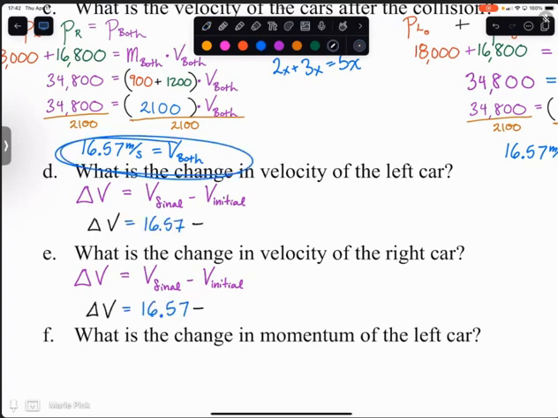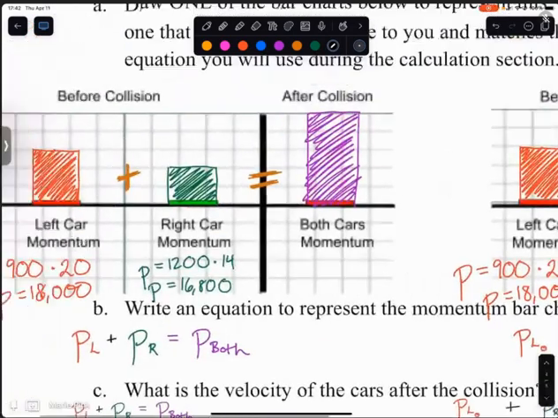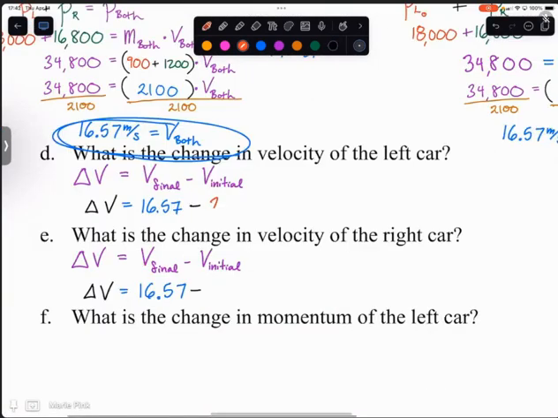So we go ahead and plug those into the equation, and then we just need to look back up at the beginning of the problem and figure out what those initial velocities were. Well, the initial velocity of the left car was 20 meters per second. So we get 16.57 minus 20, which means we will get a negative 3.43 meters per second. And in case you're worried about that negative, it's okay.